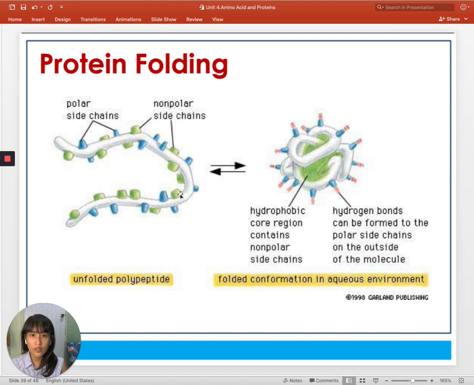So here is the difference between an unfolded polypeptide and a folded conformation in an aqueous environment. As you can see, the hydrophobic core region contains the nonpolar side chains, as what we've discussed a while ago. And there are hydrogen bonds that can be formed to the polar side chains on the outside of the molecule.